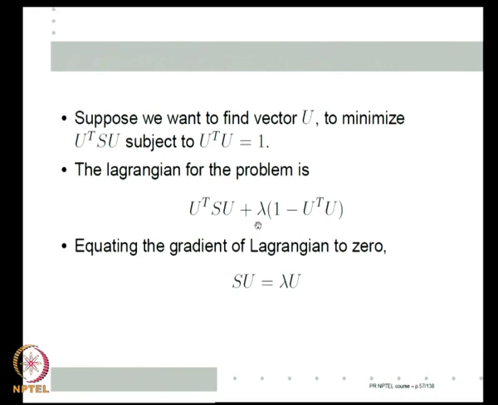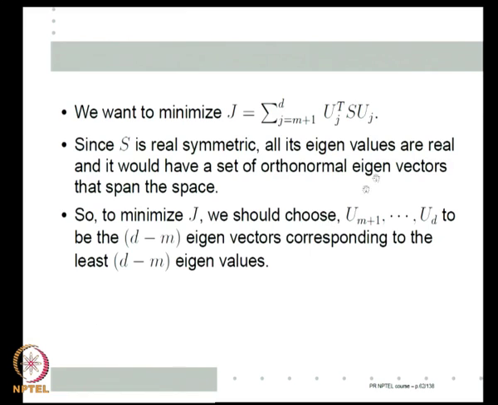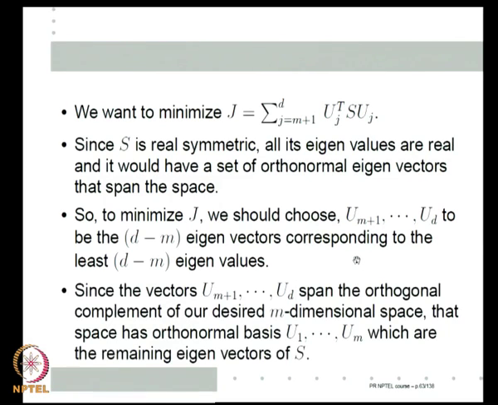So, because my J turns out to be this, and I minimize that, I essentially pick U m plus 1 to Ud. But does it mean that I have a choice about the remaining? I do not, because U m plus 1 to Ud completely specify the orthogonal complement to the m dimensional space that I want to be in. So, my optimal m dimensional space is one whose orthogonal complement is spanned by U m plus 1 to Ud, which means an orthonormal basis for that space is U1 to Um.